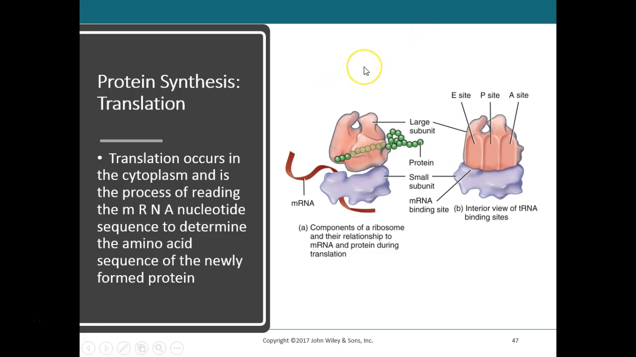The tRNA, the transfer RNA, is going to bring in amino acids according to the sequence of those nucleotides on that messenger RNA. So let's move to the next slide so we can see how this all works together.